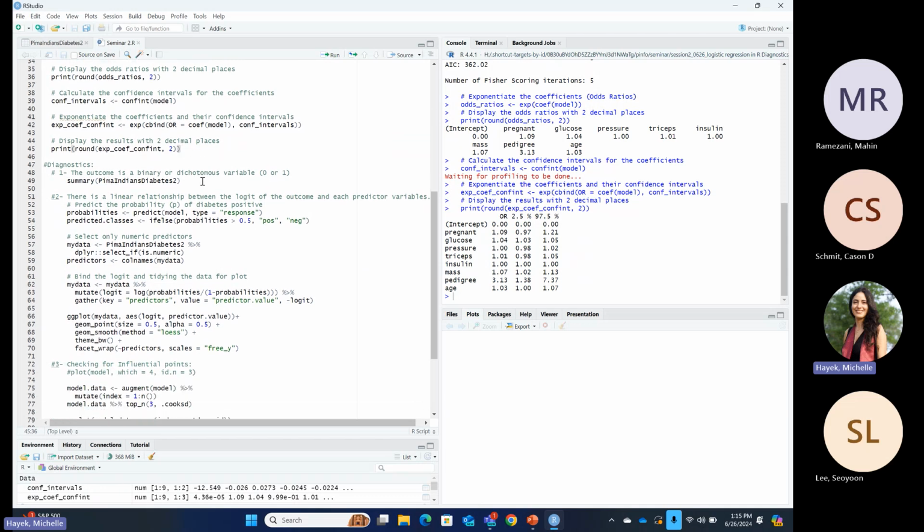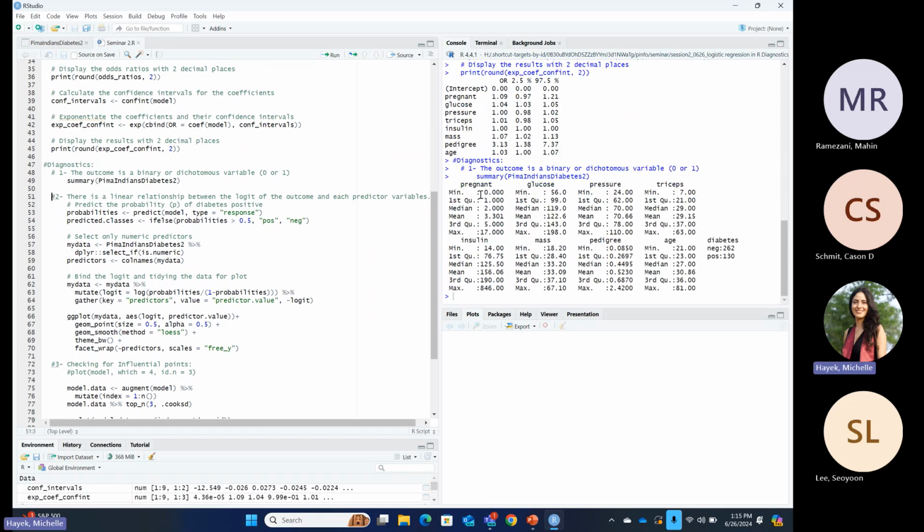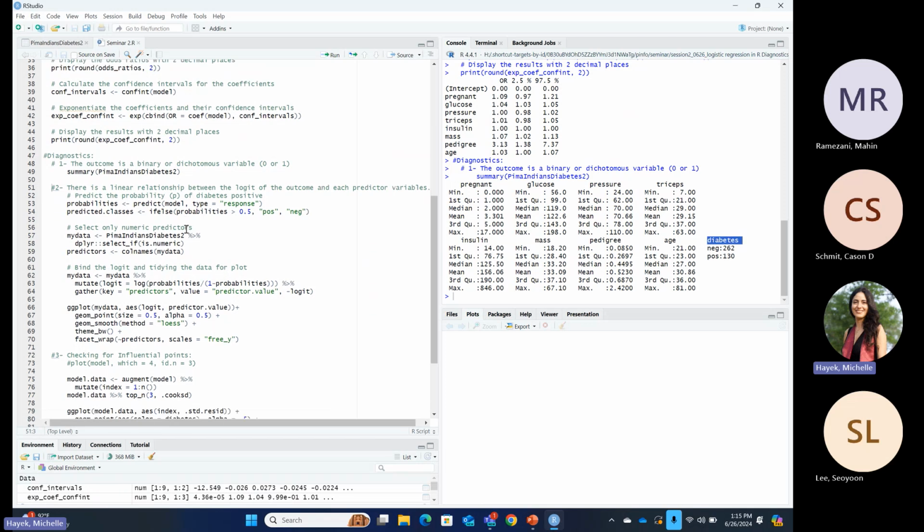Now for the diagnostics. The first thing that we talked about is that the outcome should be a binary or dichotomous variable, so 0 or 1. And by using summary of the data set, we can look at a small summary of each variable inside of the data set. We can see the min, the max, the mean, and so on. So we can look here and see diabetes has only negative or positive. So the first assumption is satisfied.